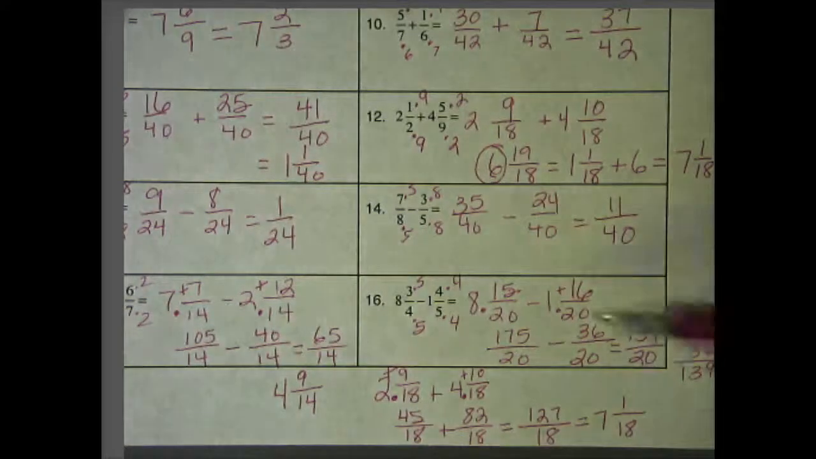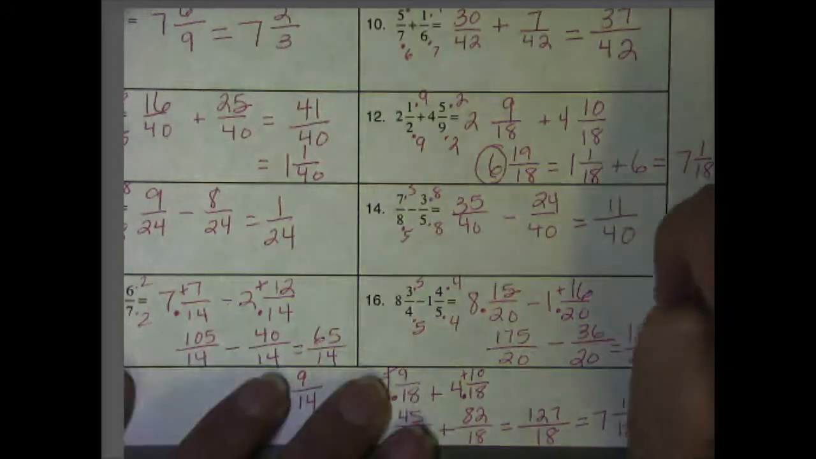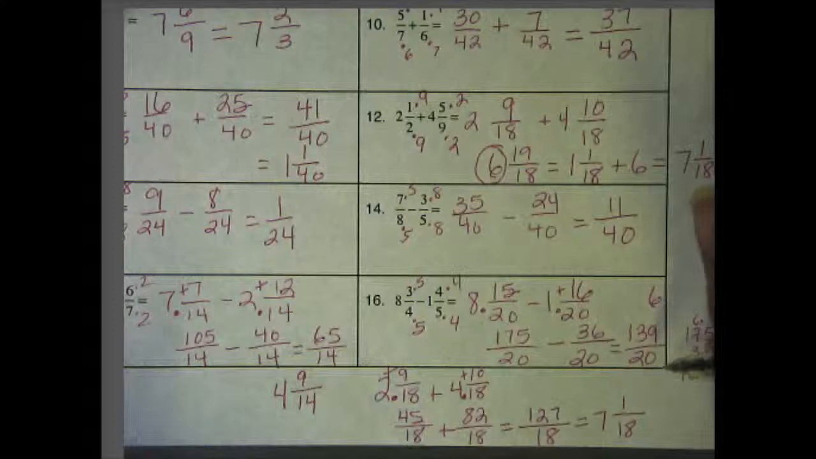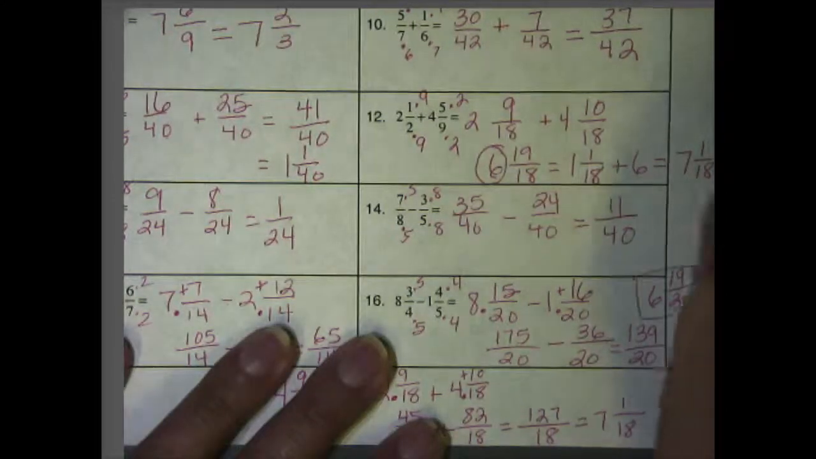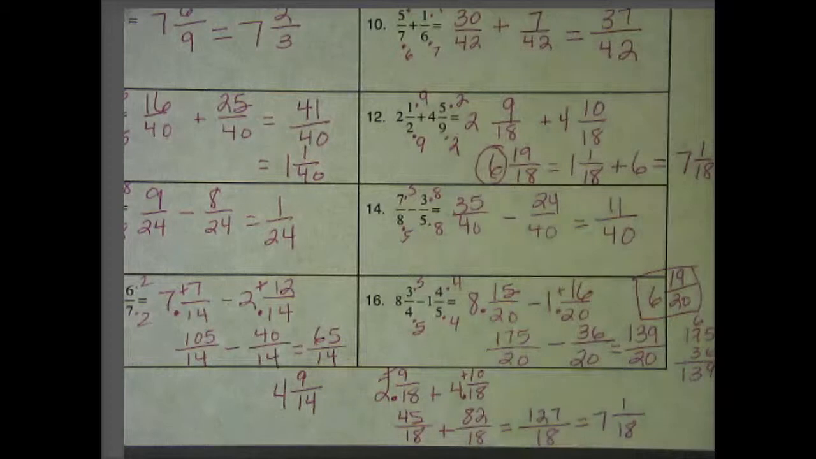So now what I need to do is say, how many times does 20 go into 139? Well, I know if this was 140, it would go in 7 times, but it's 139, so it's going to go in 6 times. 6 times 20 is 120, so that's going to leave 19 over 20. So there's my answer for number 16.